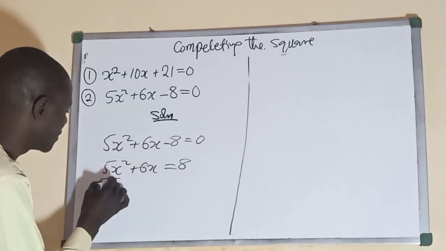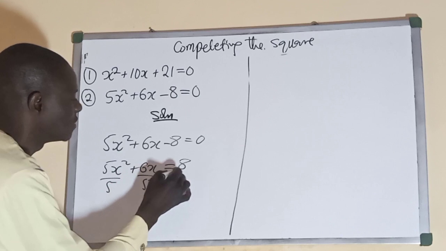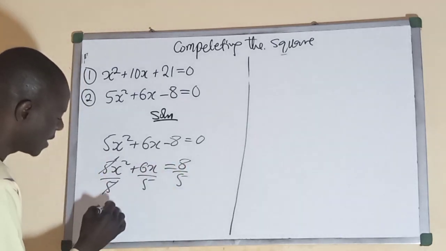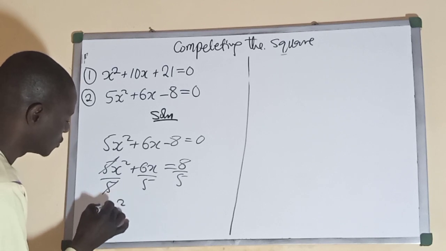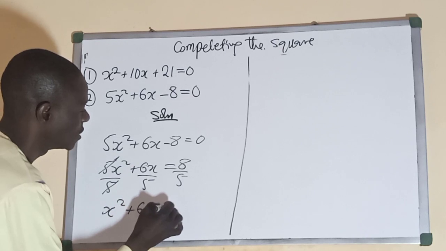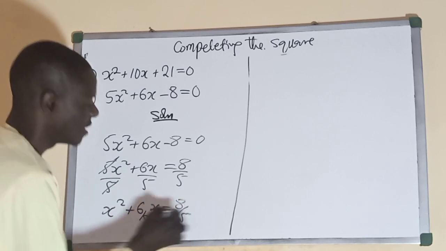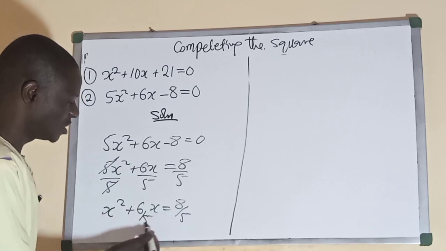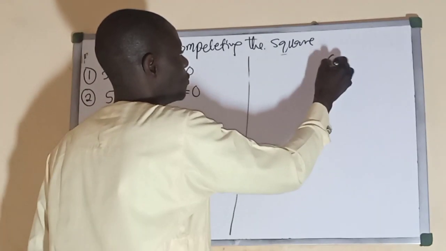We have to divide through by 5. So simple. Can you see? So here 5 cancels 5. We have x squared plus 6 all over 5 x is equal to 8 all over 5. I hope we are following. So here our new coefficient is 6 all over 5.